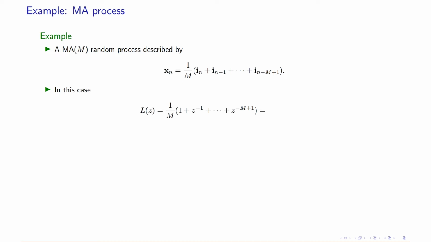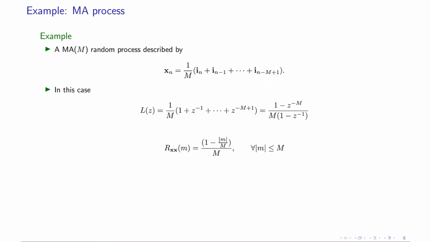So the L of Z is given by that. This could be simplified. You could see that this is equal to Z to the power of minus m, minus 1, divided by 1 minus z to the minus 1. So you could simplify it.